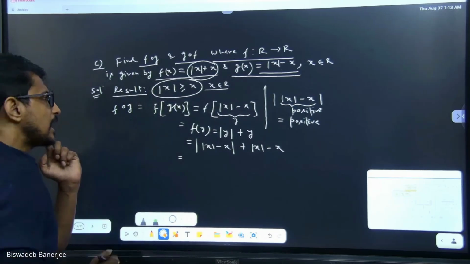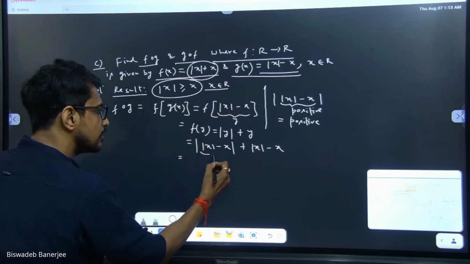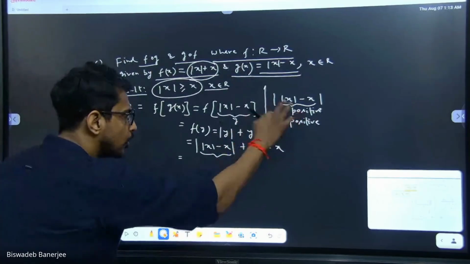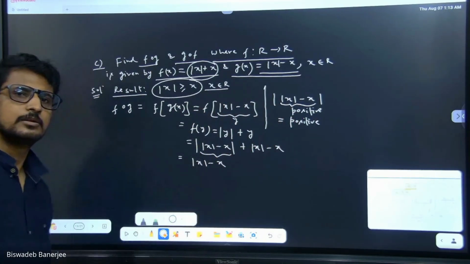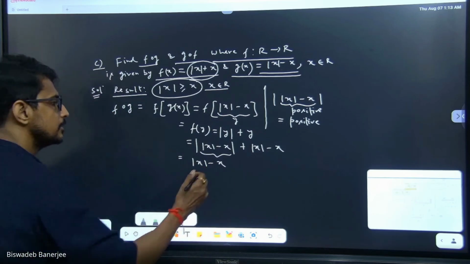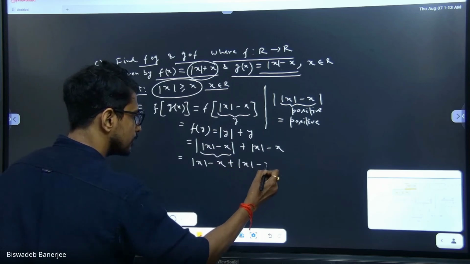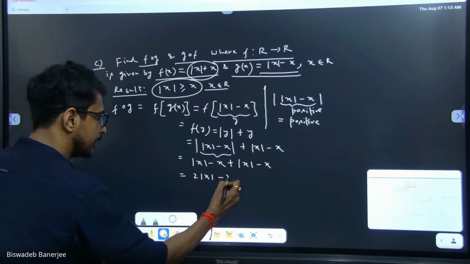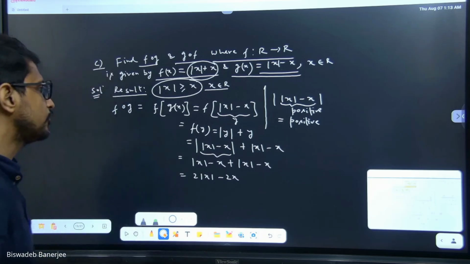So whatever the value of x, |x| - x is positive. Since this portion is positive, the mod of it is equal to that positive number. This portion remains as it is. If we add them, my answer becomes 2|x| - 2x.